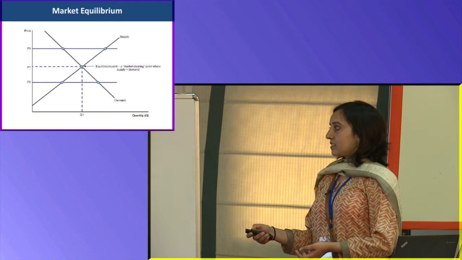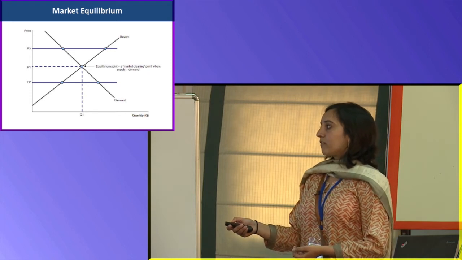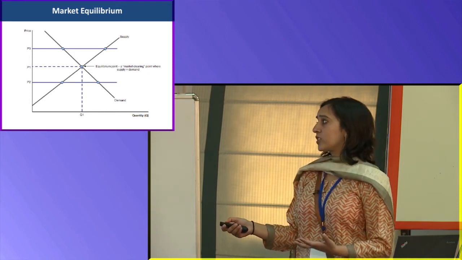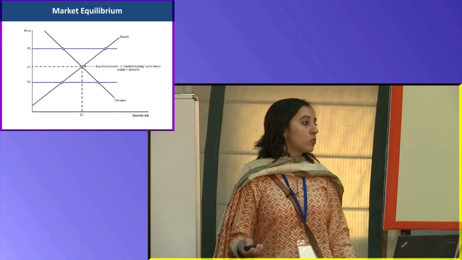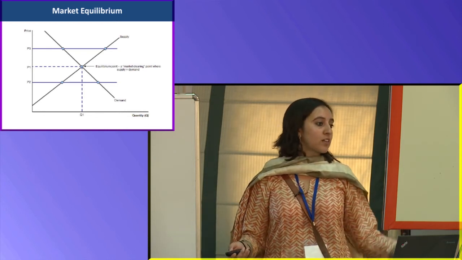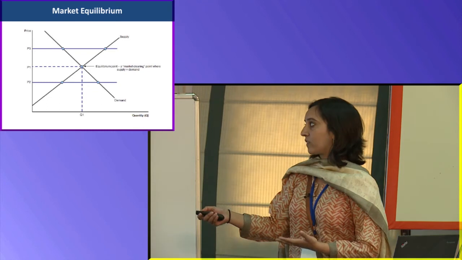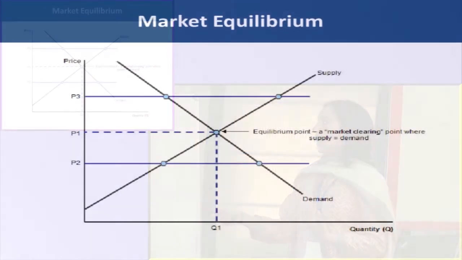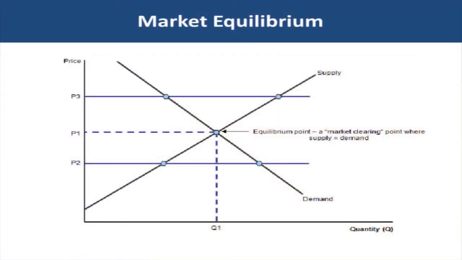So let's say, for example, you have a situation where you have excessive medical students being produced in a country. It's very rare, but let's go with that. So you will have, at say price P3, excess medical students who are getting into the industry.